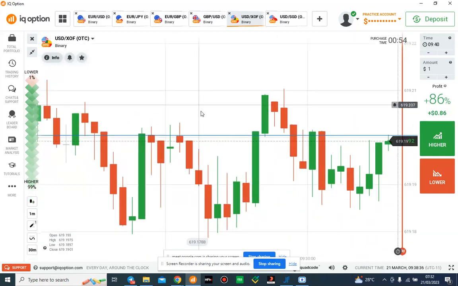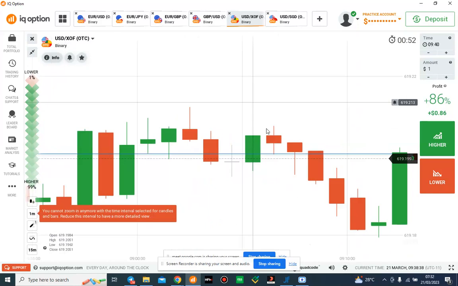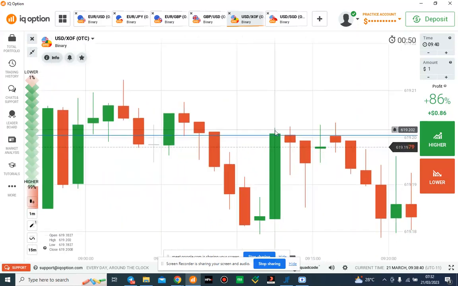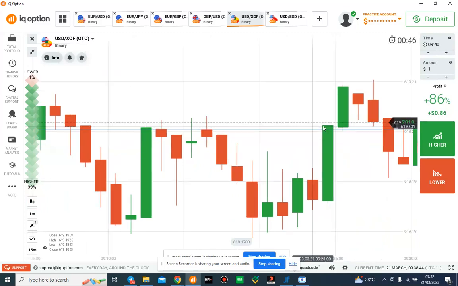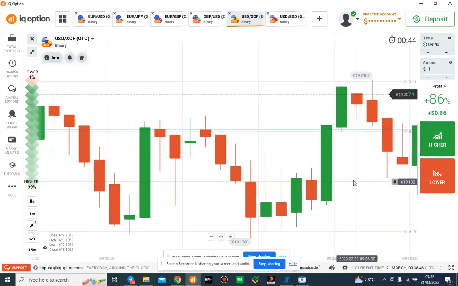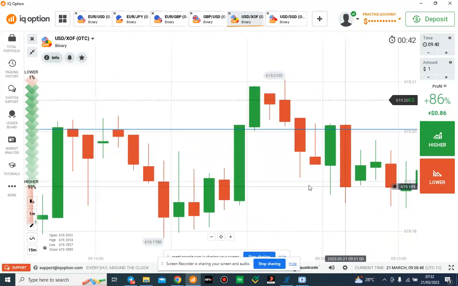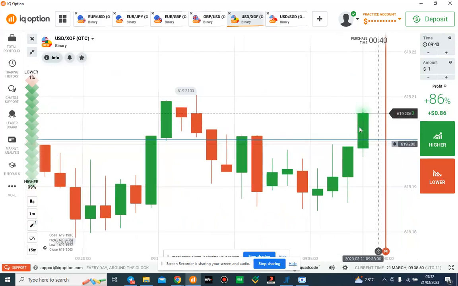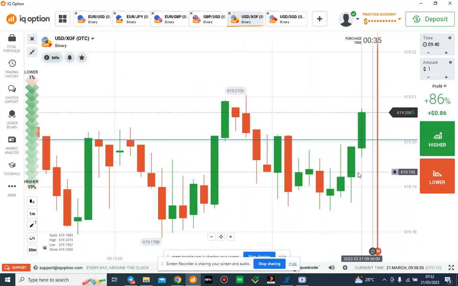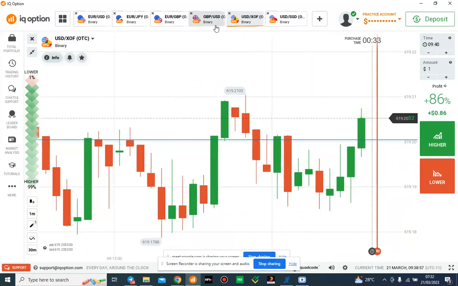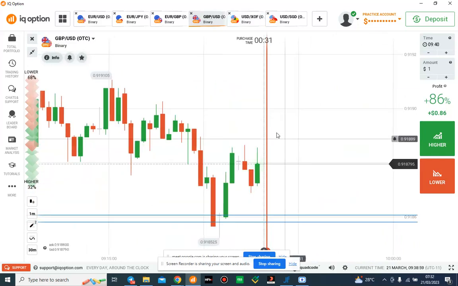Okay, here, just one line. Starting from here, cross the line, reverse, reject, reverse. This one, no rejection, but still reverse. Cross the line, reverse. Now this candle has reached the level, we can expect a reversal.